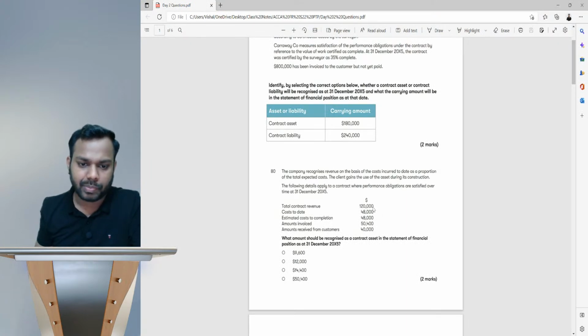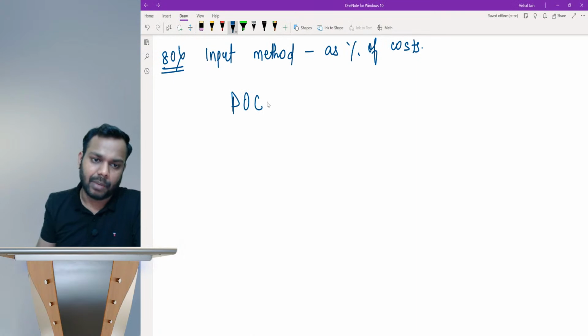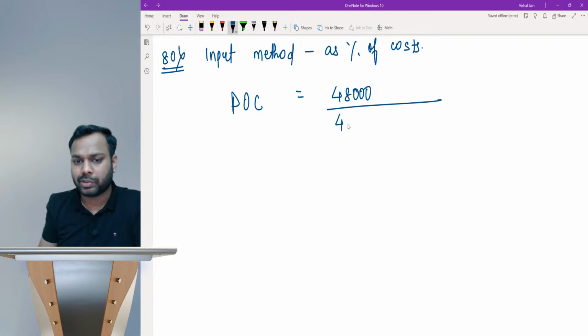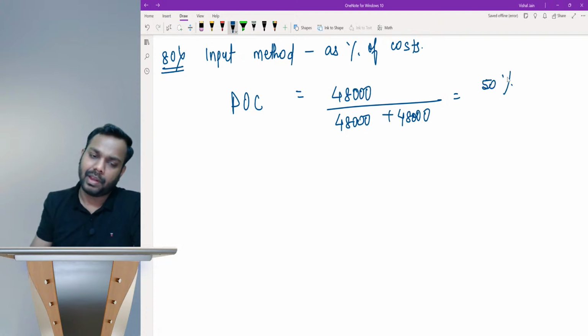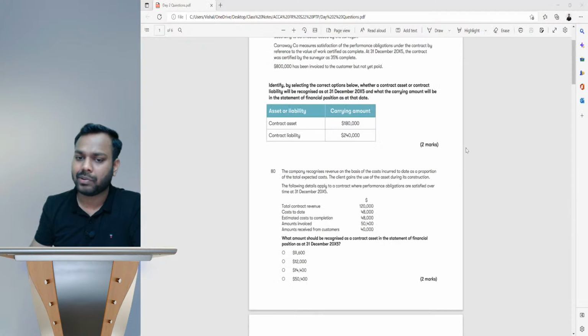Total contract revenue is this much, cost incurred to date is 48,000, estimated cost is 48,000. Now what is the percentage of completion then? Percentage of completion is 48,000, that is the cost incurred till date, divided by total budgeted costs, that is 50%, right? Then what is the amount of revenue to be recognized? What is the contract price? 120,000 multiplied by 50% equals 60,000 is the amount of revenue to be recognized, right?